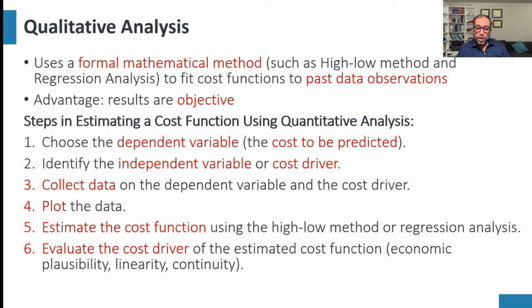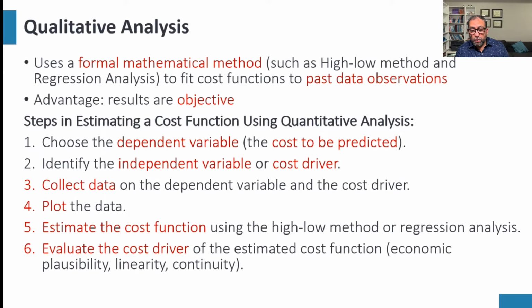So the dependent variable is a cost, and the independent variable can be one output in the shape of a unit of output, like if you are producing shoes, a pair of shoes, or if we are producing furniture, per chair, or if we are providing services, per customer or per patient. So the patient is our independent variable.